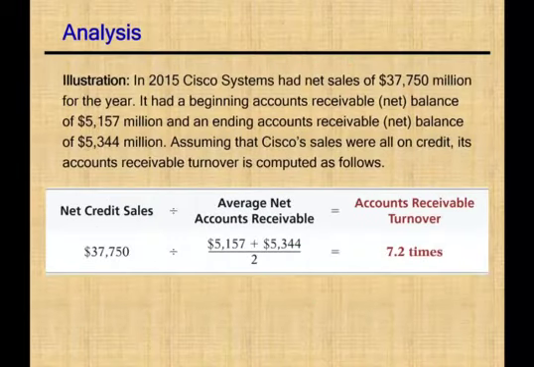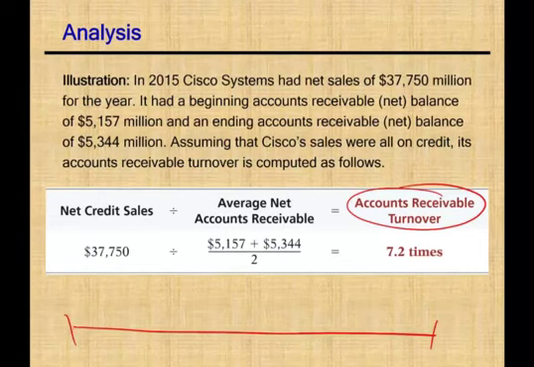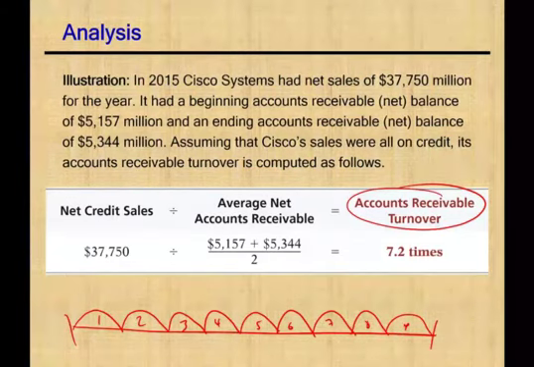Analysis: when we look at accounts receivable, one ratio we look at is called accounts receivable turnover, and it tells us how many times our receivable turns over. Simply put, if we're looking at one year, how many times do we sell, collect, sell, collect, sell, collect, sell, collect, sell, and collect? For example, here, 1, 2, 3, 4, 5, 6, 7, 8, 9. Here we turn over our receivable 9 times.